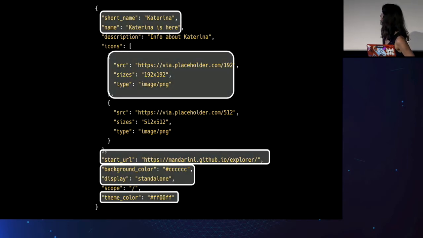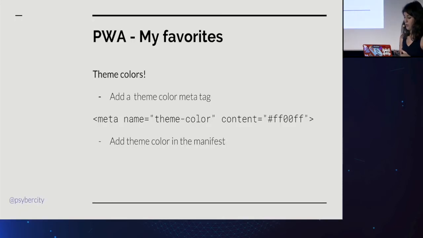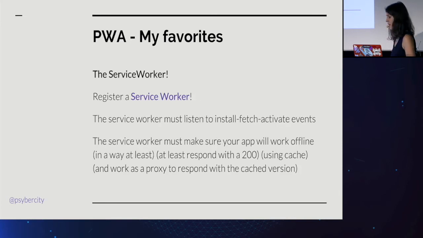So the things that are needed for your app to pass the PWA audit on Lighthouse is that your app should have a short name, a name, an icon, so that it can display on your home screen, the start URL, a background color, a display, and the theme color. The theme color is the color in the address bar that your browser is going to paint. So also you have to add the theme color in your HTML code and the manifest, and these have to match. And then also have a service worker.